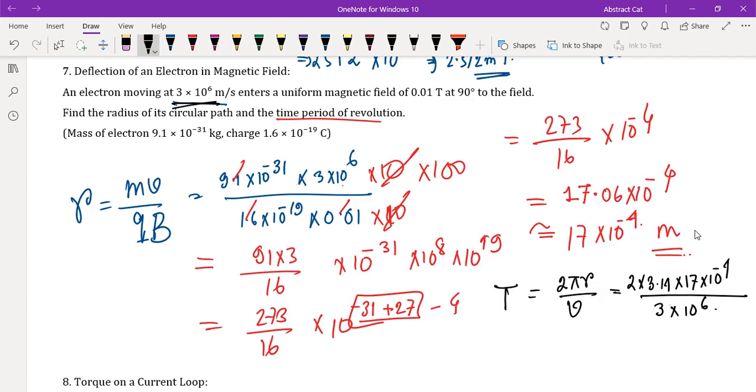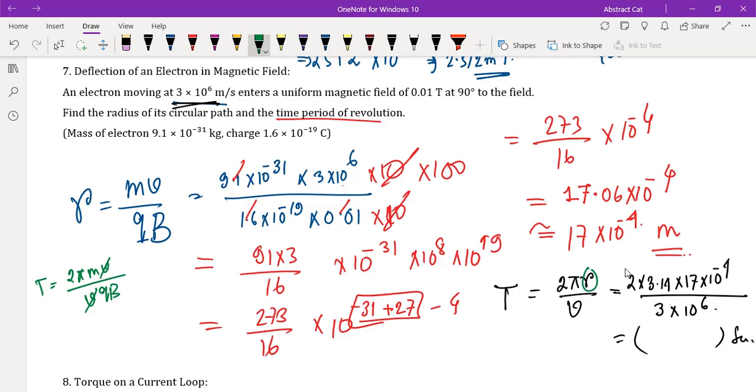And you get the time period. You solve this with the help of a calculator, in seconds. Otherwise, you can do it with a basic step here. Now r is replaced by mv by qB, so T equals 2 pi r, which is mv by qB by v, and v cancels. So T equals 2 pi m by qB. That's also a formula you can use to solve this.